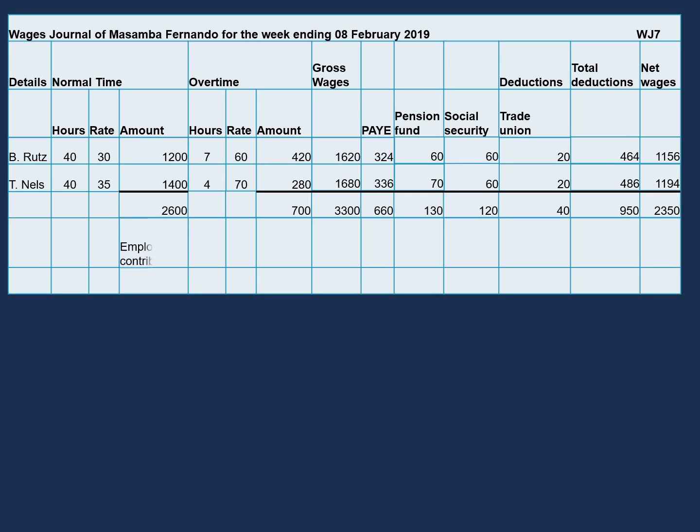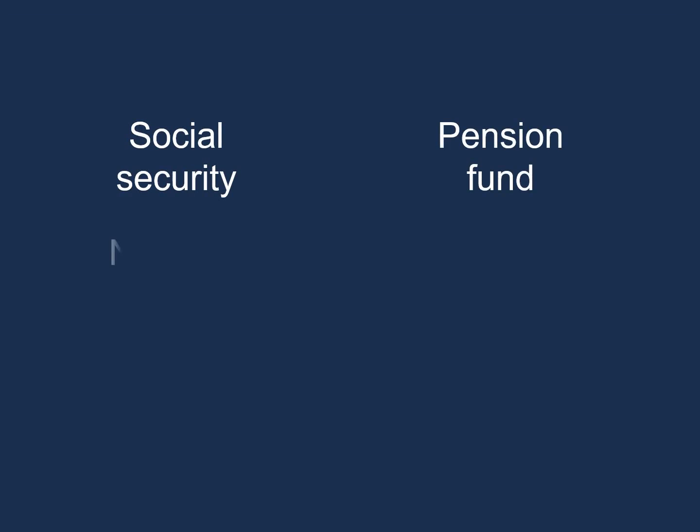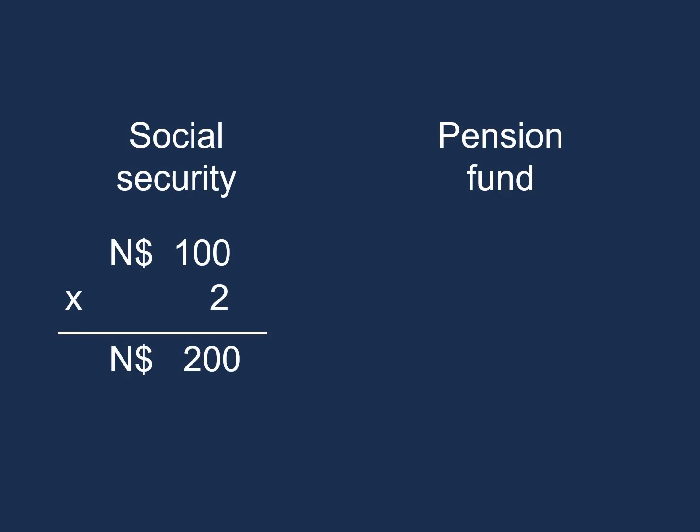Now it's time to add our employer's contribution. And our employer made a commitment to contribute towards our pension fund and our social security. Now let's go ahead and calculate our employer's contribution. Now the commitment to the social security was $100 per employee. So we take 100 times 2, that will give us $200.